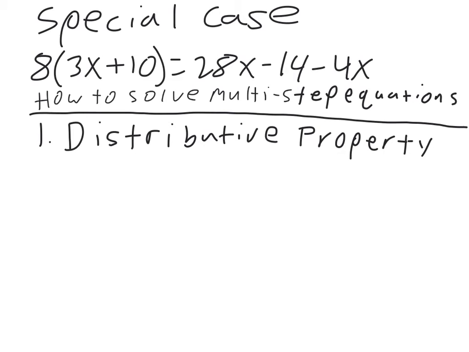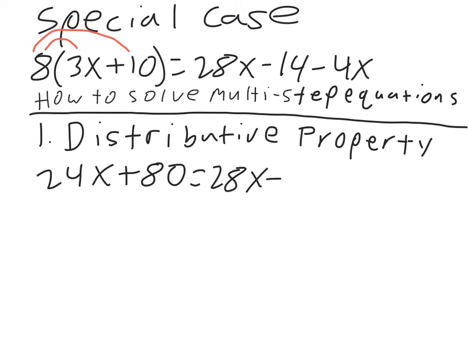We have an 8 here in front of parentheses. So we take the 8 and multiply it by 3x and by 10. So 8 times 3x is 24x, and 8 times 10 is 80. Notice there's not any more distributive property, no more parentheses in the rest of the equation, so just write out the rest of the equation the way it was. Equals 28x minus 14 minus 4x.